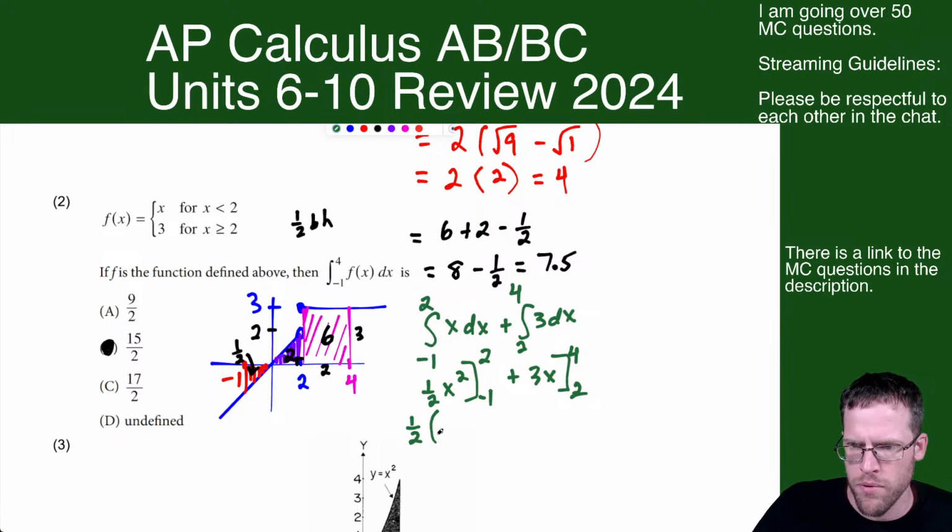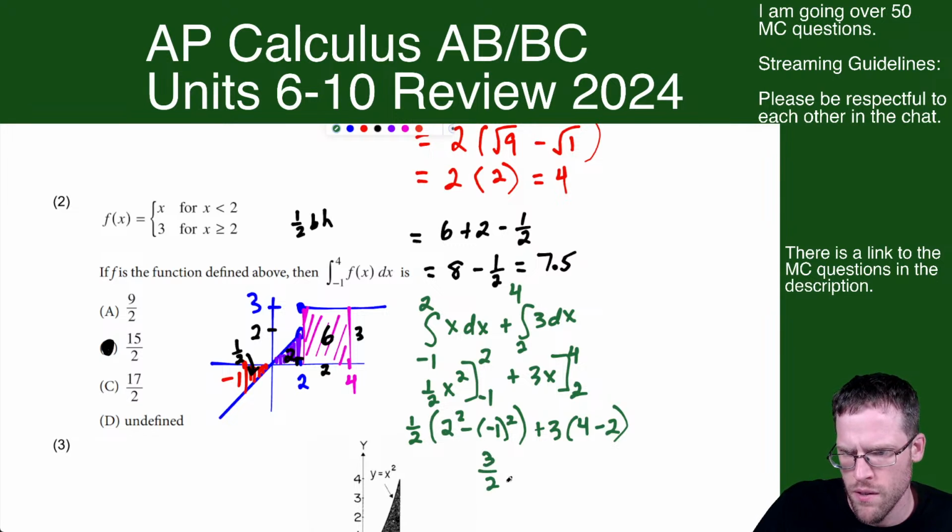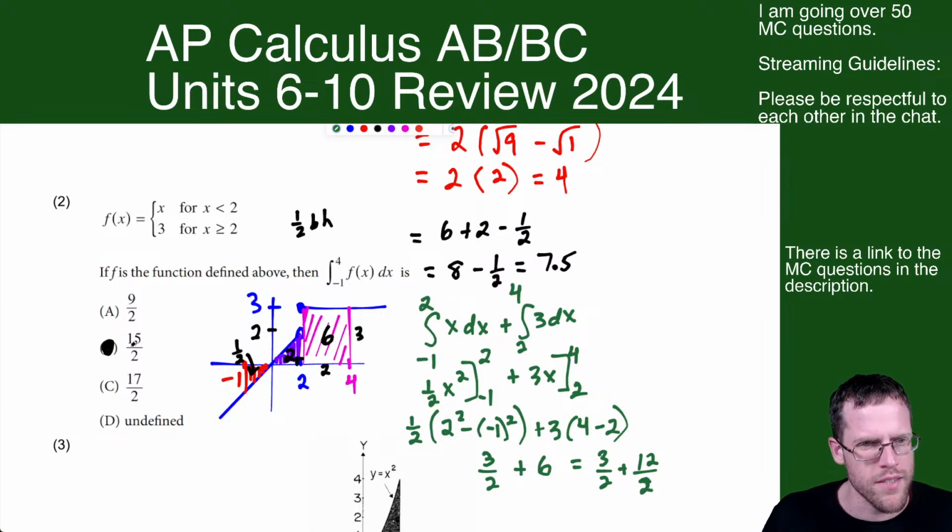So let's see, 1/2, I plug in 2, I got 2 squared minus -1 squared, plus 3 times, I plug in 4 and 2 and subtract. So now here, this is 4 minus 1, which is 3. So I get 3 times 1/2, or 3/2, plus 2 times 3 is 6. And then this is going to be the same thing. This is 3 over 2 plus 12 over 2, which is also 15 over 2. Okay, so either way, the math is going to give us the same thing.